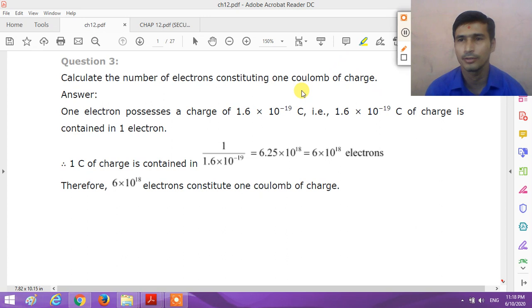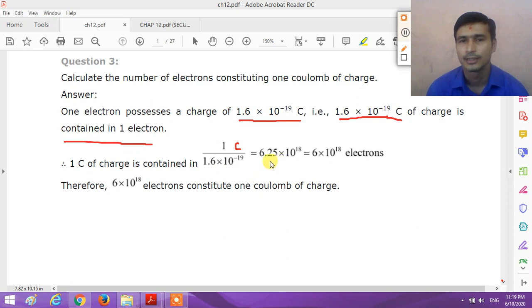We already discussed in the previous video how we can calculate the number of electrons in 1 coulomb of charge, right? So 1 electron has an electric charge of 1.6 into 10 raised to minus 19 coulomb, right? You know that 1.6 into 10 raised to minus 19 coulomb of charge contains 1 electron. So what will be the number of electrons in 1 coulomb of charge? You can easily calculate by dividing 1 coulomb of charge by the charge of 1 electron, 1.6 into 10 raised to minus 19.